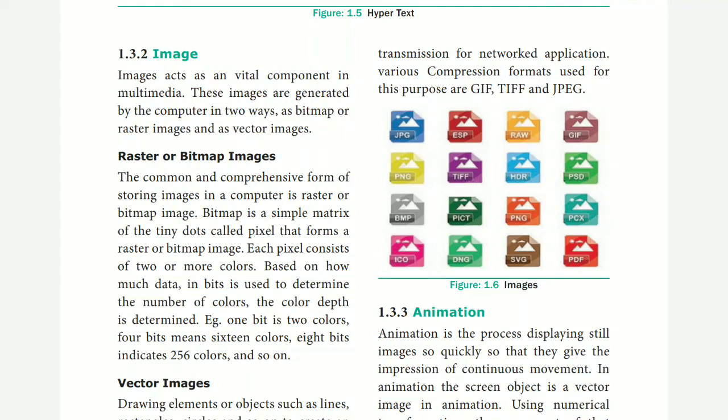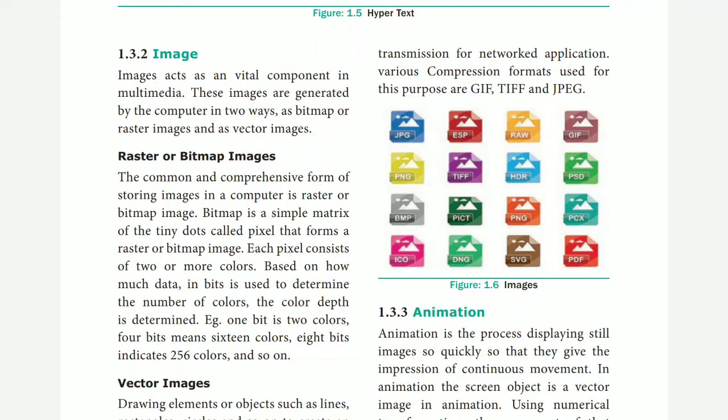Image acts as a vital component of multimedia, since images are generated by the computer in two ways: bitmap, or raster image, and vector image. If you want to produce a high quality image, then you will be using this vector image. So this is very simple one. Image, you all know what is image. There are different types of images: raster or bitmap image, and vector image.